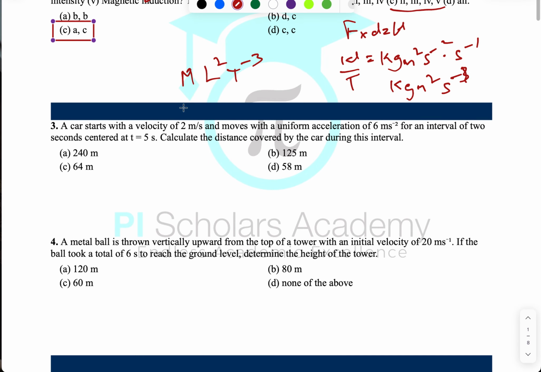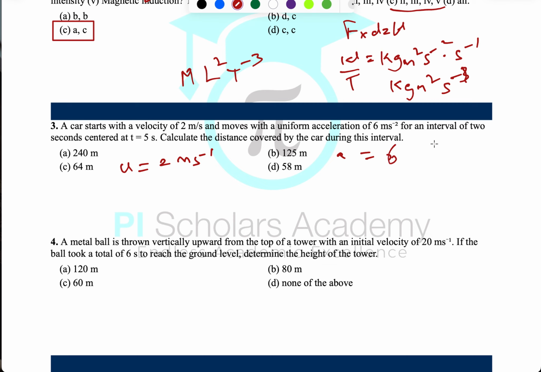Number 3, it says we have a car that starts with a velocity of 2 meters per second. So that means that the initial velocity of that car is 2 meters per second and moves with a uniform acceleration of 6 meters per second squared for an interval of A equals 6.